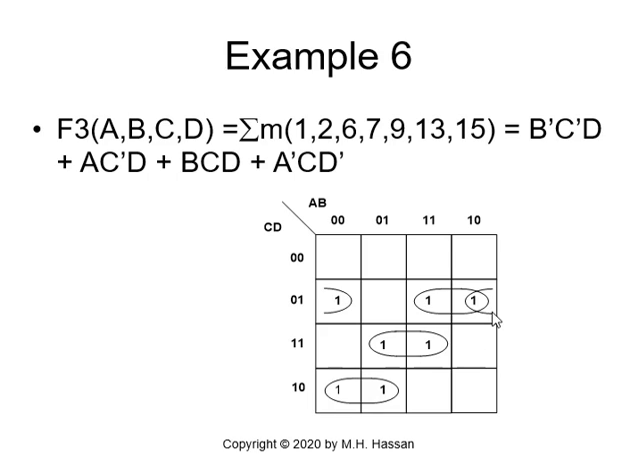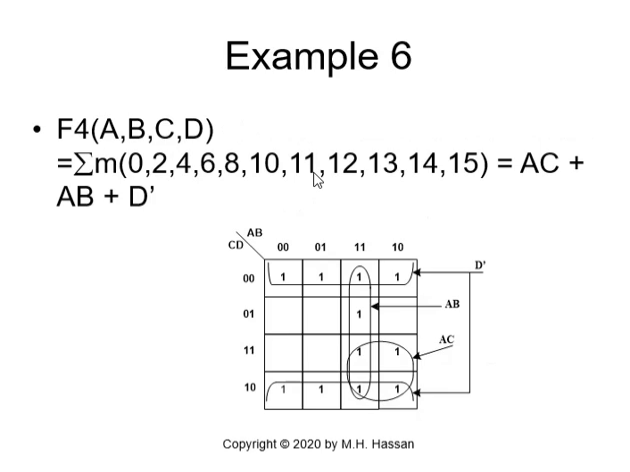This group, the 1 will cancel with the 0 for the A, so I have B prime horizontally, and vertically I will have C prime D. So it is B prime C prime D, and by doing this we'll have the final answer for F3, which represents B prime C prime D, A C prime D, B C D, and A prime C D prime. And this is the minimal solution, the minimized function for F3.